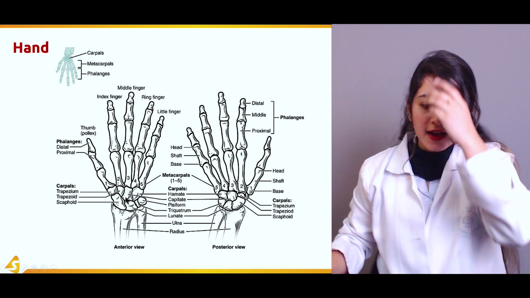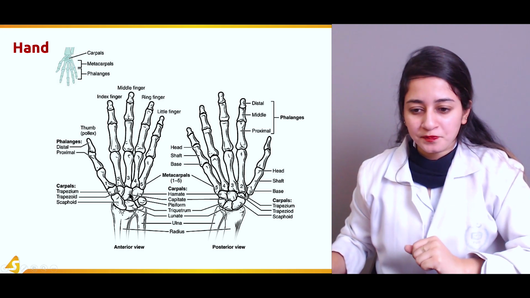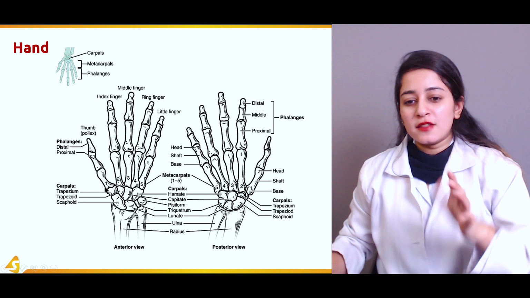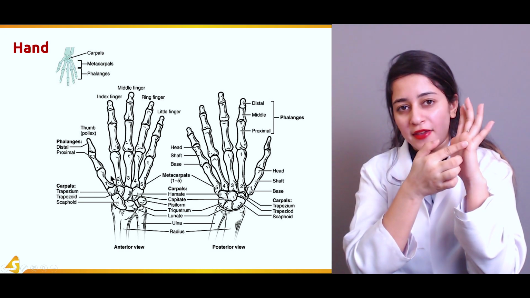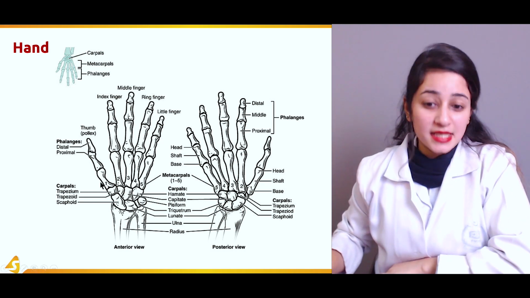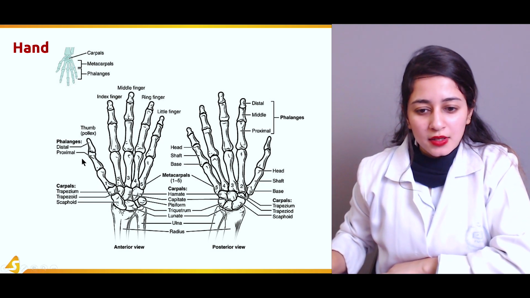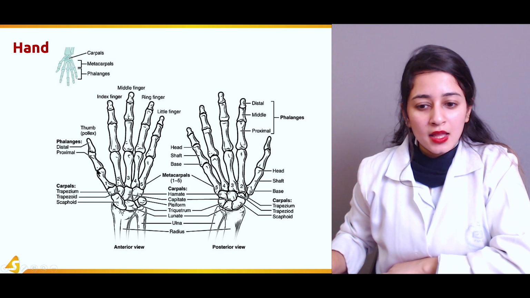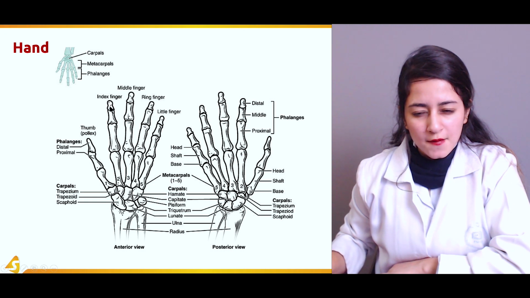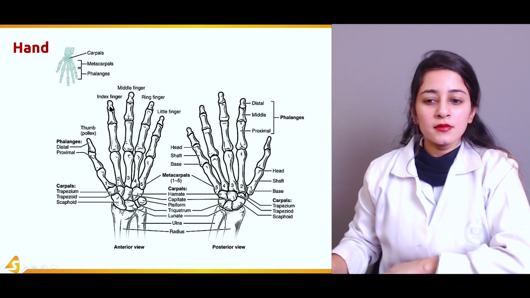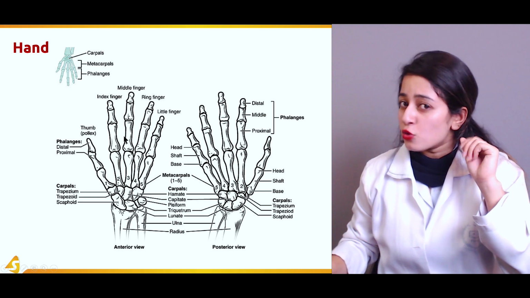Okay, we are having 5 metacarpals. The number begins from the thumb. So 1, 2, 3, 4, 5. We're having 5 metacarpals. We have proximal phalanx, and we have the intermediate phalanx, and then we have the distal phalanx.